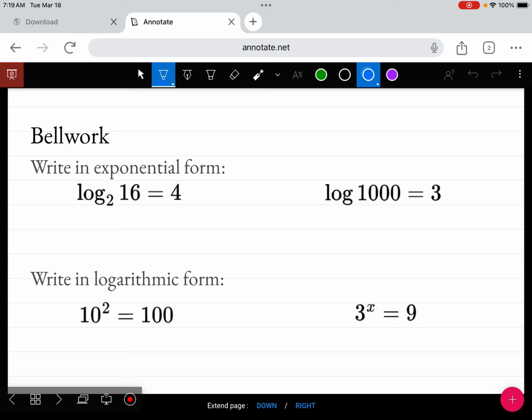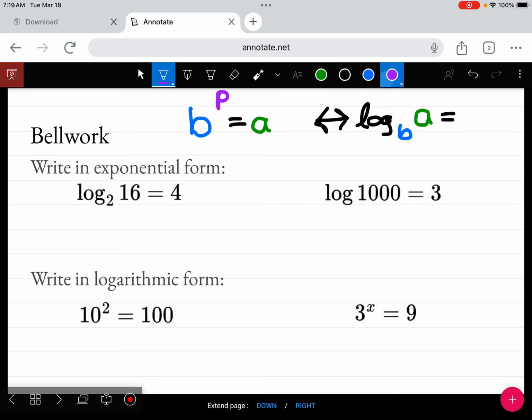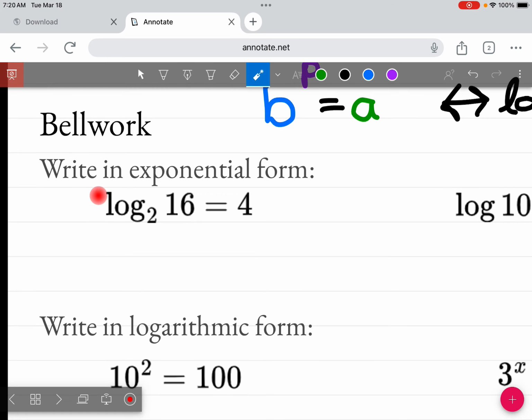All right, so this is using what we did yesterday. We remember our B^P = A converts over to the logarithmic form of log base B of A equals P. Our B^P = A, log_B A = P, that guy. So if we want to write this in exponential form, what's that going to be for this one?